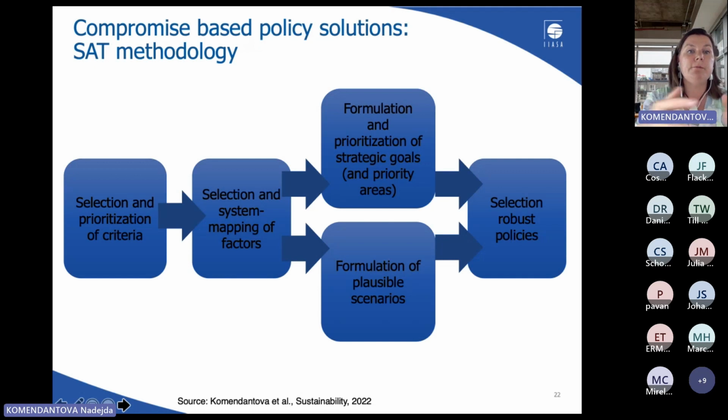We could then go to the selection and system mapping of factors, then to formulation and prioritization of strategic goals and priorities, to formulation of plausible scenarios with identification of all risk, but also of possible risk mitigation measures in short, medium, and long-term perspective, and then with selection or suggestion of robust policy options.